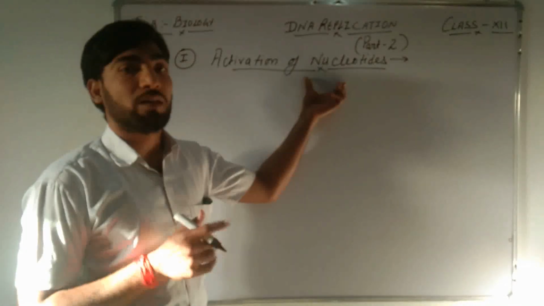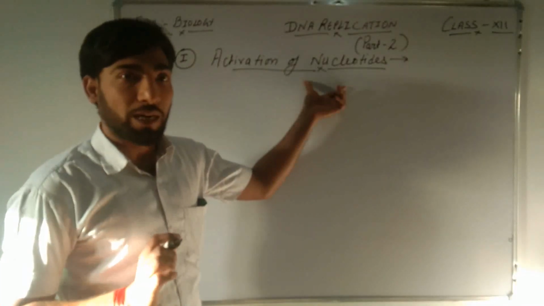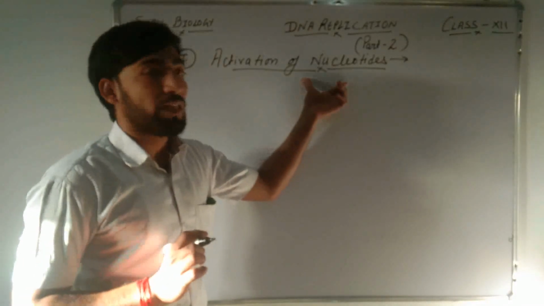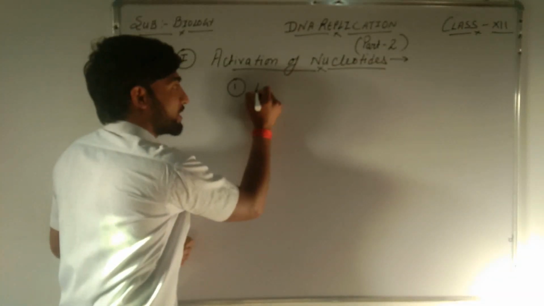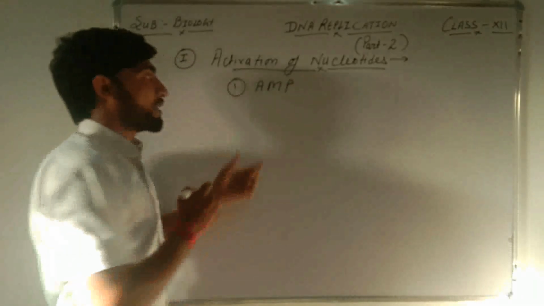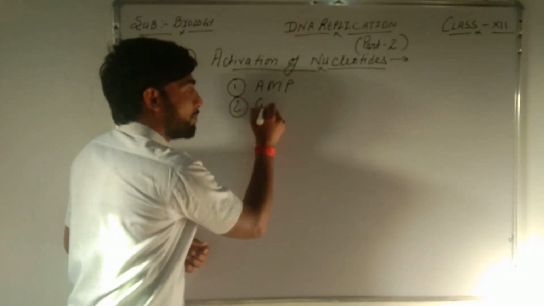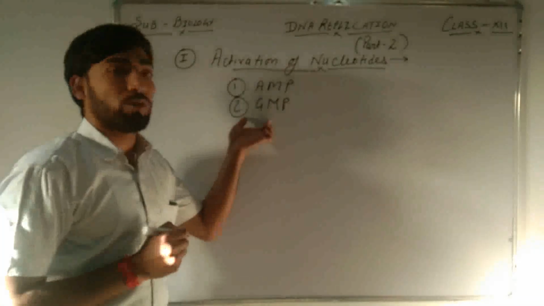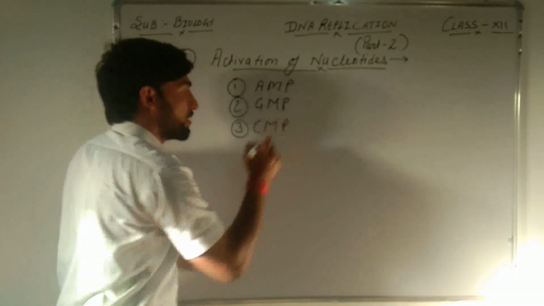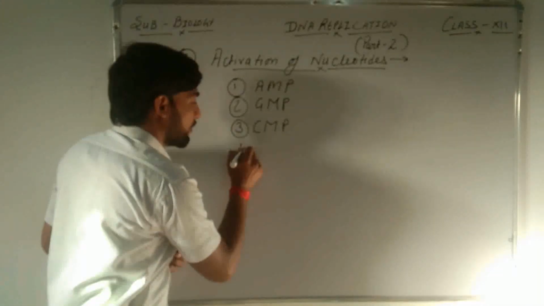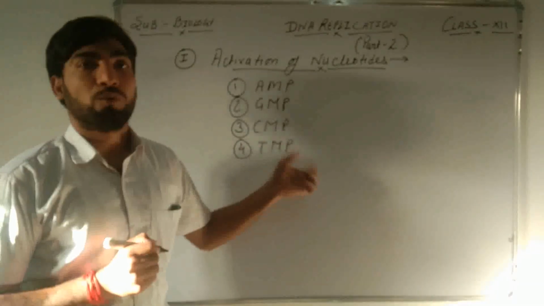So the nucleotides containing one phosphate are known as monophosphate nucleotides. And as we know, DNA contains four different types of nucleotides. The first one is AMP, adenosine monophosphate. The second is GMP, that is guanosine monophosphate. The third is CMP, that is cytidine monophosphate, and the fourth one is TMP, that is thymidine monophosphate.